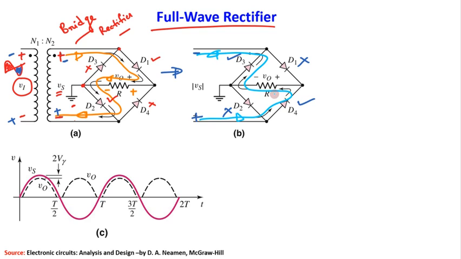And see through this resistance R, the current is flowing from this direction to this direction. So that will create a voltage drop with a polarity like this. So here also you can see current flows through this resistance R for both cycles, positive and negative half cycle, in the same direction. So that means the voltage drop across this resistance will have the same polarity, right?